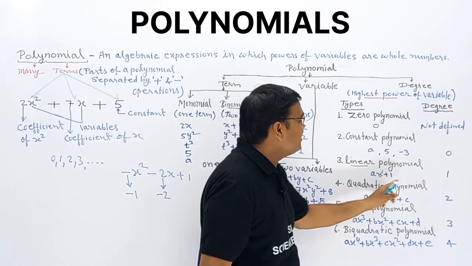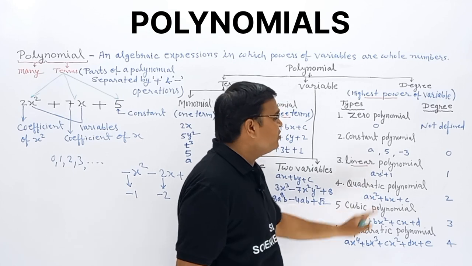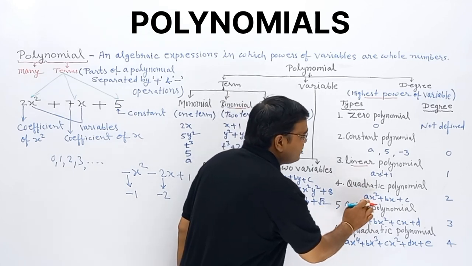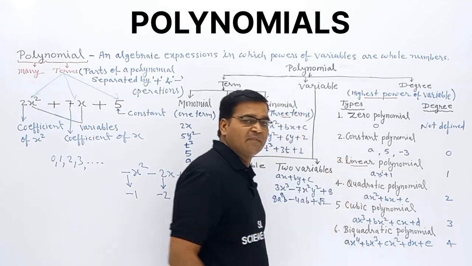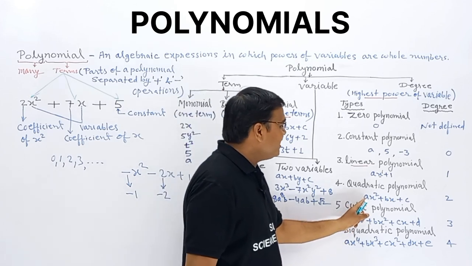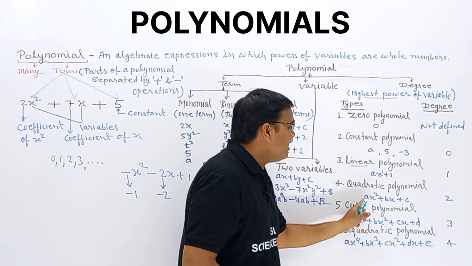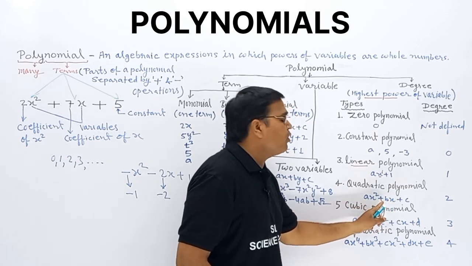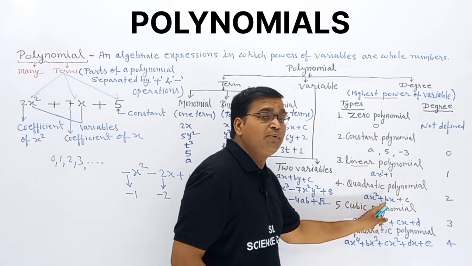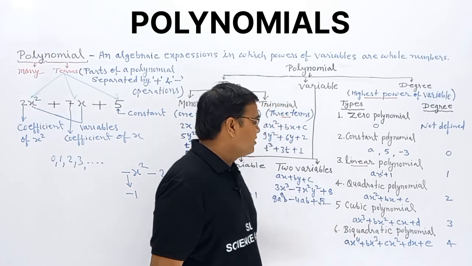Now next one, quadratic polynomial. General form of the quadratic polynomial is what? ax² + bx + c, in which a, b, c are constants. Coefficient of x² is a, coefficient of x is what? b, and c is the constant term.